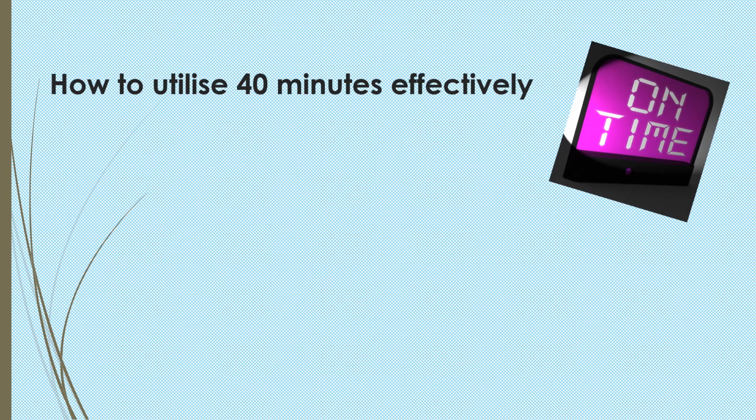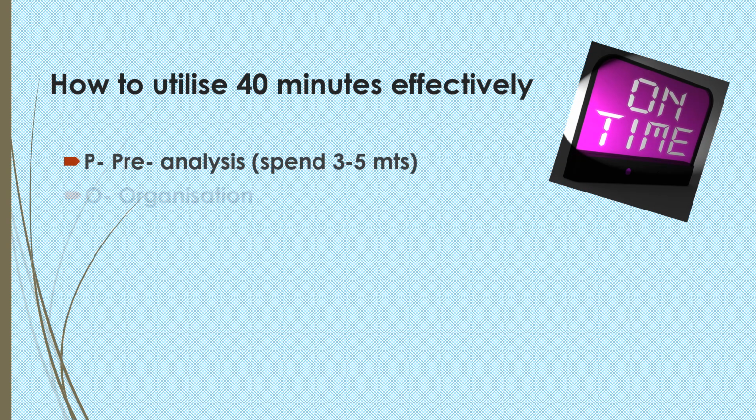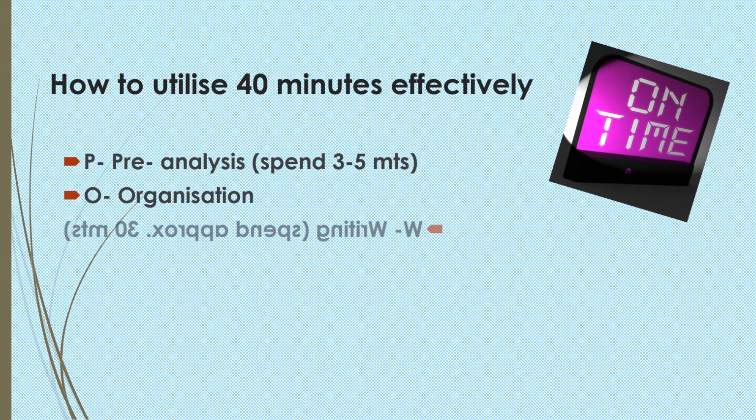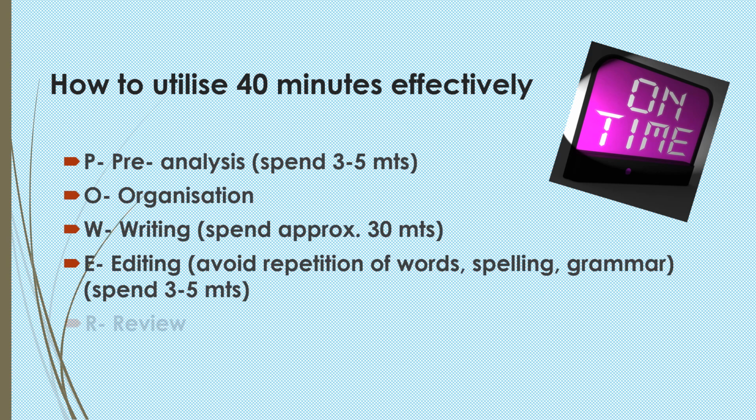Alright, now out of the 40 minutes, how should we segregate and use it effectively? So friends, always remember the word POWER, in which P is for pre-analysis, meaning you need to spend 3 to 5 minutes before you start writing and make your notes. O is organization, so after you have made notes, you need to prioritize and make sure which is the most important point and should be written first. Finally, you need to start writing and spend approximately 30 minutes in writing.